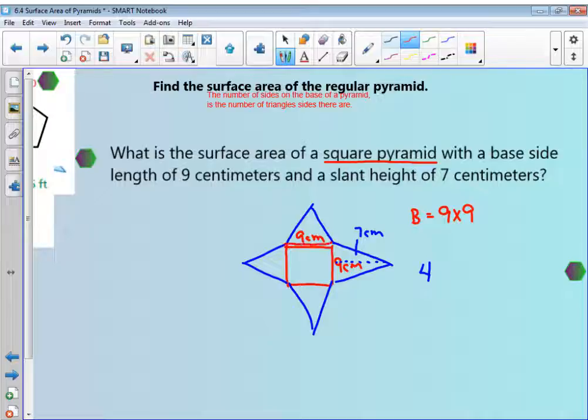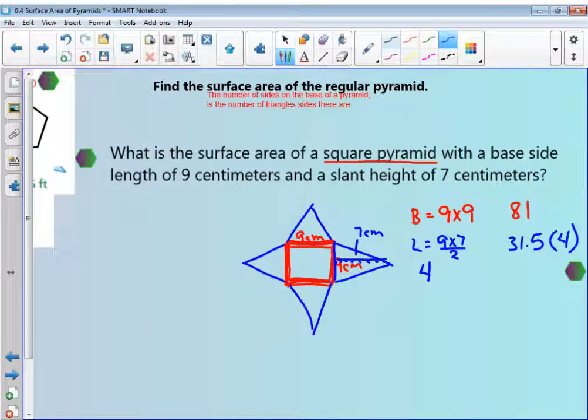So for my base, well, it's 9 by 9. Okay, remember this is a square, so I do not have to divide by 2 because it's a square base. So 9 times 9 is going to give me 81. Okay, for my triangle, I have one dimension that's 9 and then by 7. So we're going to go 9 times 7. And it's a triangle, so we have to divide by 2. And that gives me 31.5. And I have to take that times 4 because there are 4 of those triangles there.